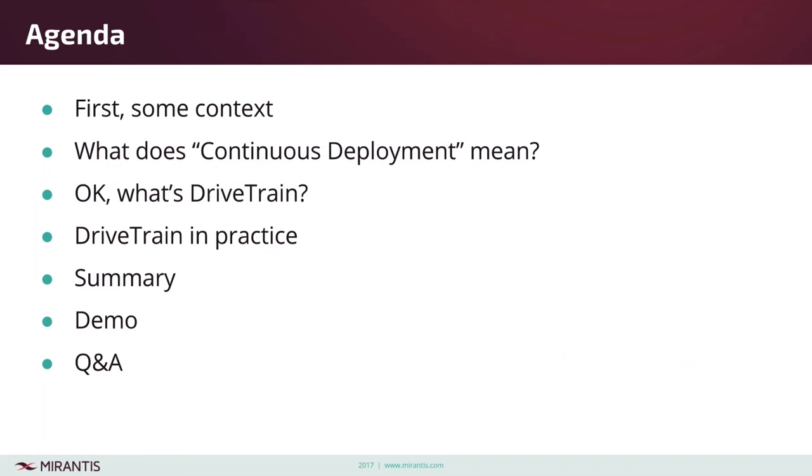First, we're going to go over some context of what we're going to talk about today in more depth than I could put in a single agenda slide, as well as a little bit of an overview of what Mirantis MCP is and how that fits into both the other topics and the demo itself. We're going to define some terms. In particular, we're going to define a little bit about what continuous deployment means, explain a little bit about what DriveTrain is in the context of MCP, and then go over how DriveTrain gets used. Summarize that and then jump into a demo.